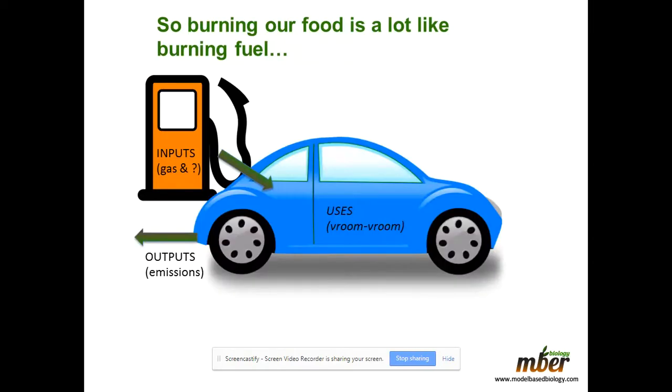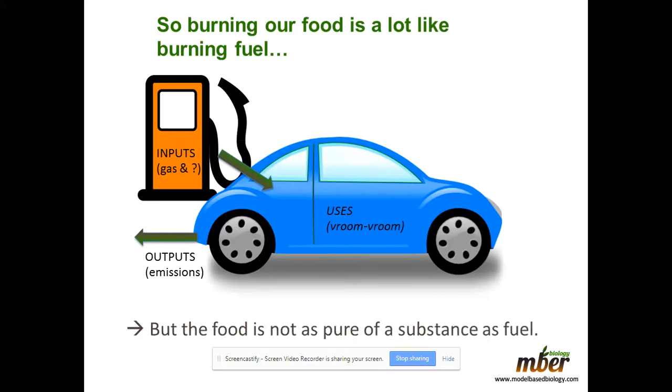Okay, welcome back. Pretty cool. So burning our fuel, our food, is a lot like burning fuel, right? Except that it's a lot messier for right now. So there's a lot of different ingredients in a Cheeto. It's a mixture of things. So there's more here than just a pure fuel made of carbon, hydrogen, and oxygen.